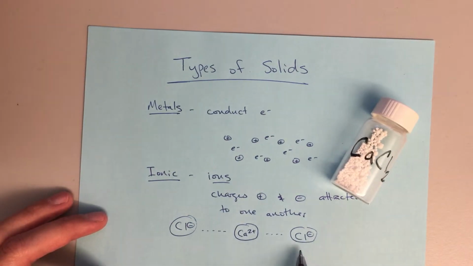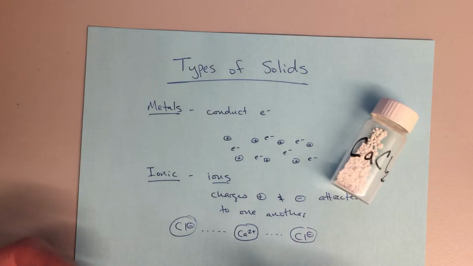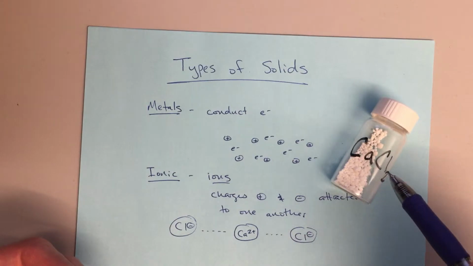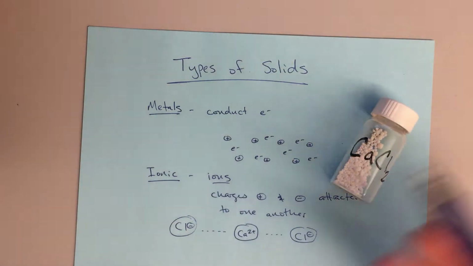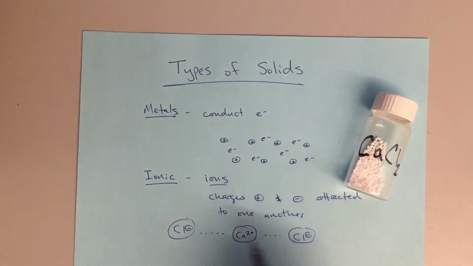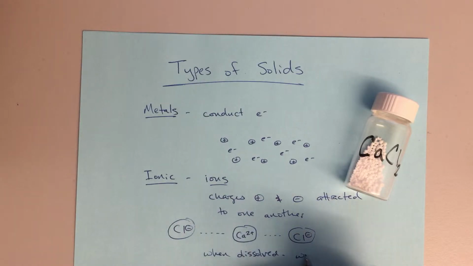And in the solid form, they're not going to conduct electricity very well. There's no good way for electrons to move through these systems. But if we dissolve these in water, then we will be able to conduct electricity. So that's a special property of ionic solids. When dissolved, they will conduct electricity.